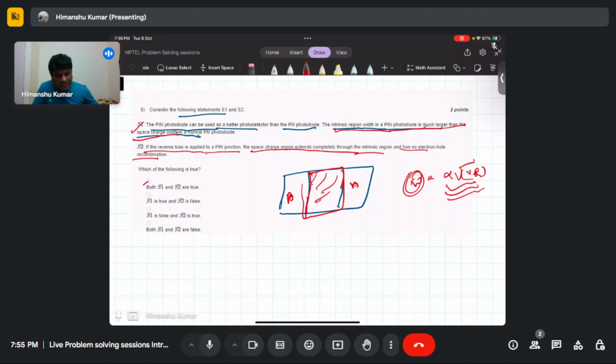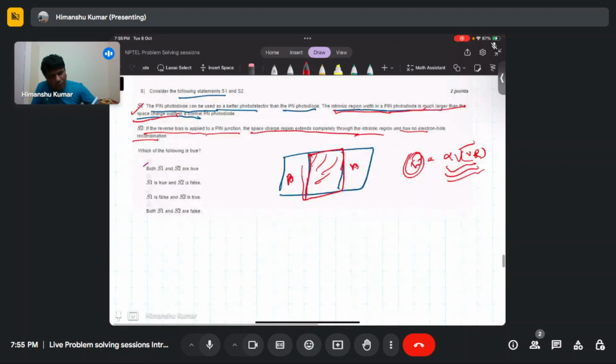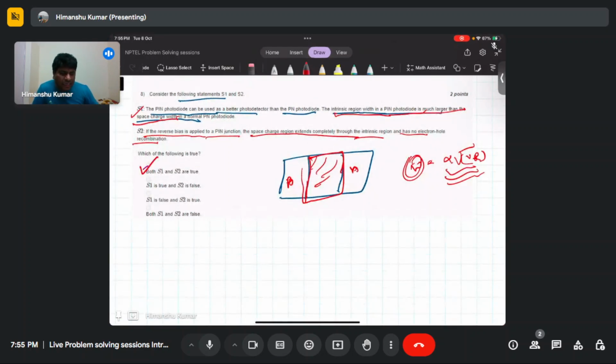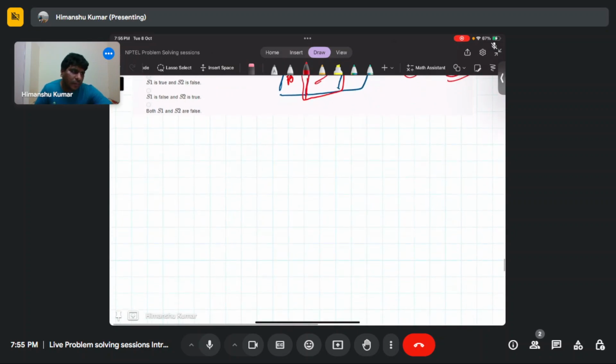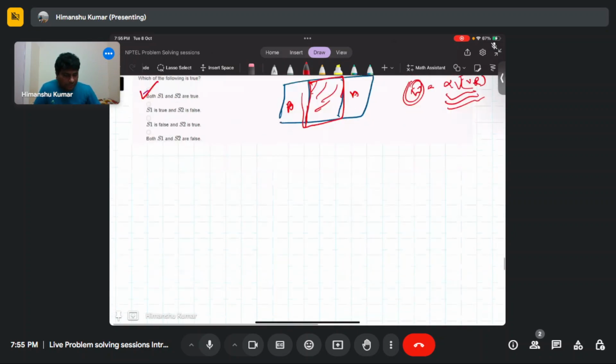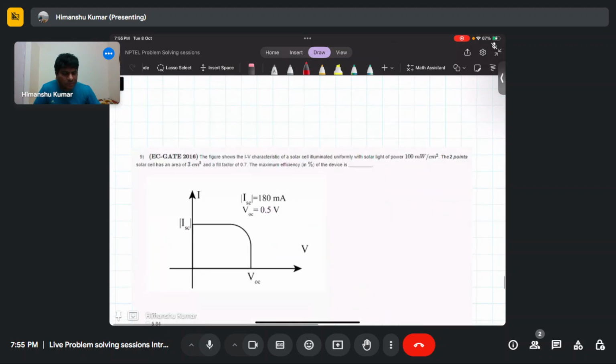So based on this, both the options are correct, and you can use a PIN diode better compared to the PN junction diode. So with this, let's move to the next problem.